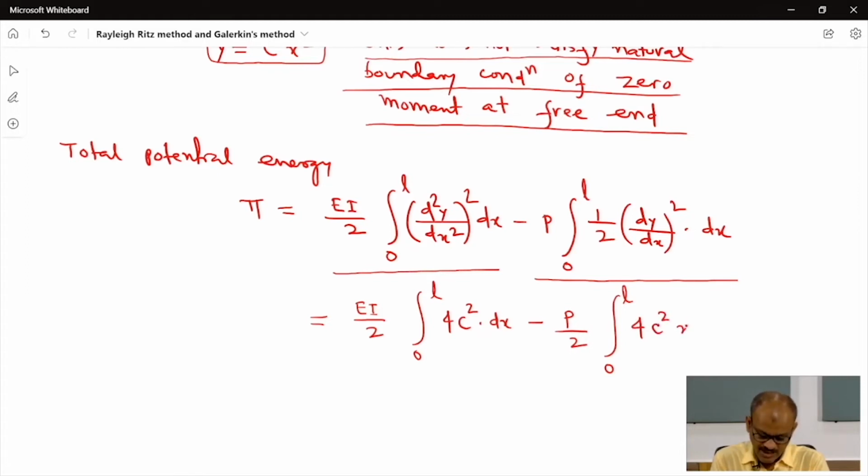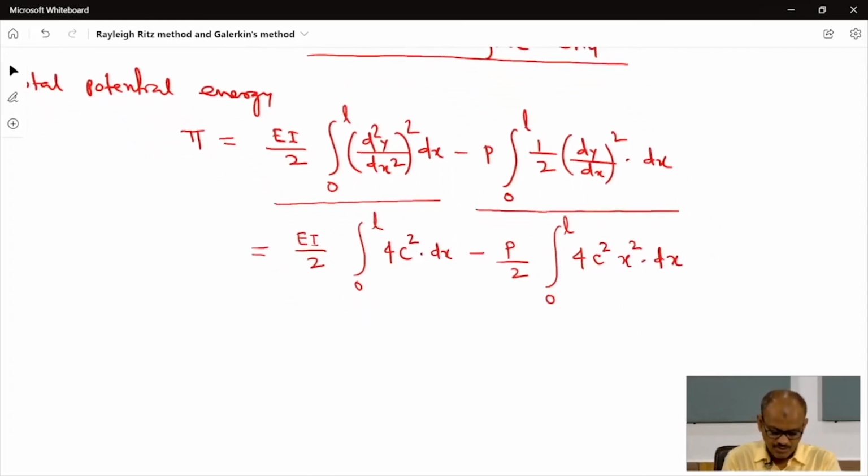which results in 2 EI c square L minus 2 P c square L cube divided by 3.